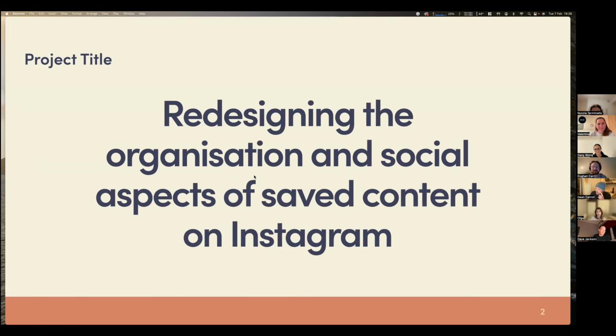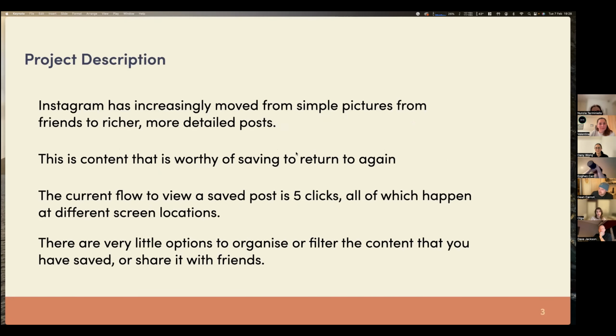So the project title I have is redesigning the organization and social aspects of saved content on Instagram. This is born of the fact that Instagram, we know, has for years increasingly moved away from small pictures from your friends into richer, more detailed content, content that you might describe as worthy of saving and returning to again. This could be recipes or instructions on how to build something, or small tips and tricks on household things or cleaning or anything.